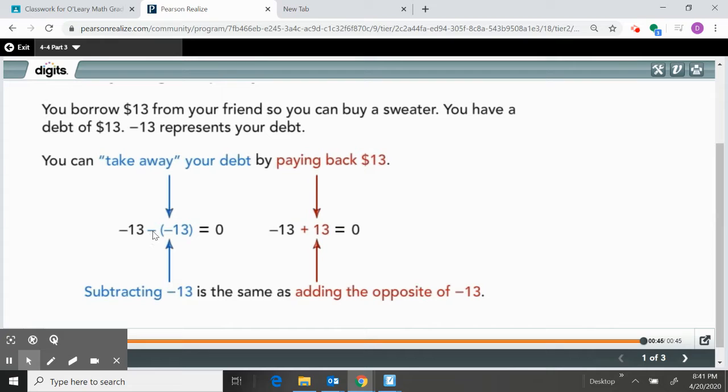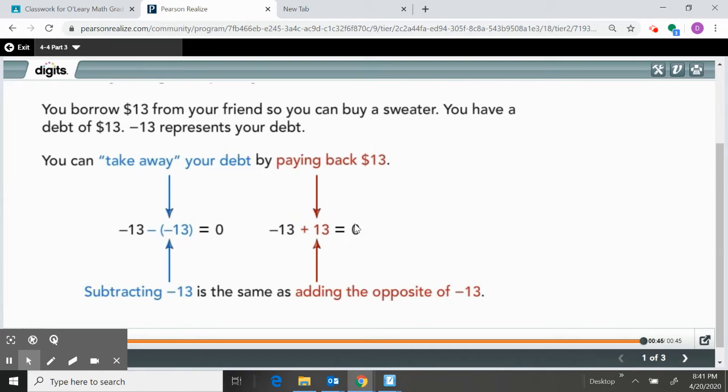So I like to think of it this way. Think of when you have something like this, negative 13 minus a negative 13. Think of those two negatives getting together, and this one turns up and becomes a plus. So negative 13 plus 13 equals 0. So if you paid back your debt, I owe somebody $13, the opposite of that negative 13 would be when you pay them back the $13, you owe them $0. So just think of that negative and that negative becoming a positive and plus.